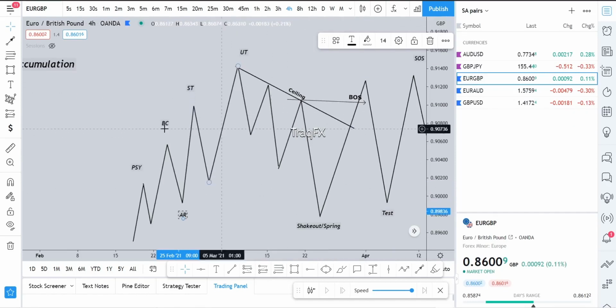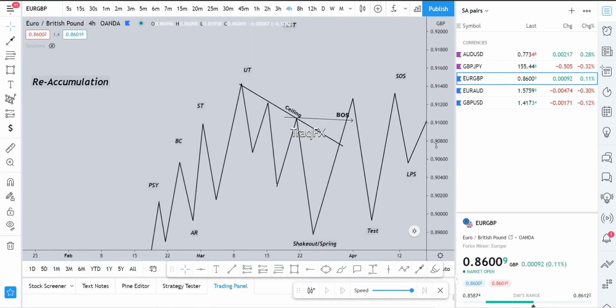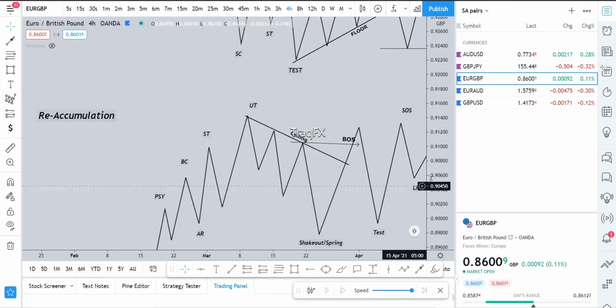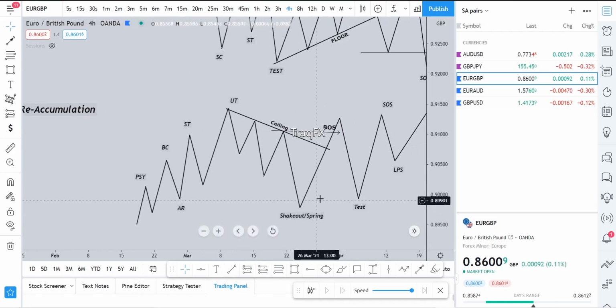Now this is where we begin to see the difference between a distribution and a reaccumulation, because this trend line or the ceiling will begin to form. Right, we'll see a rally towards the downside, lows, lower high, low, lower high. Then we should see our shakeout or spring, which is just a break towards the downside, maybe capturing liquidity, breaking below this range.